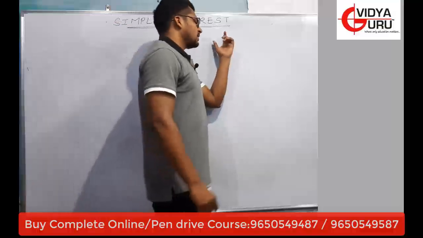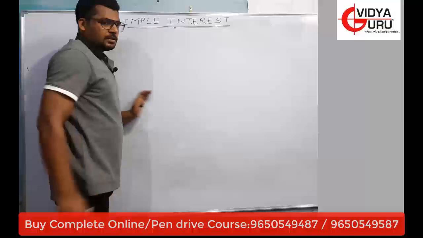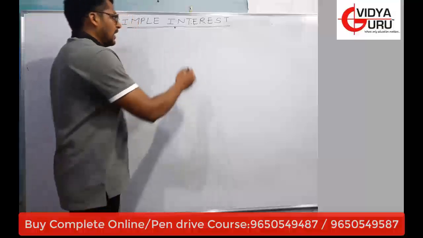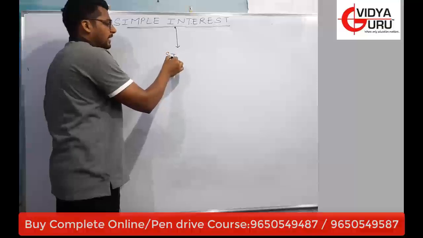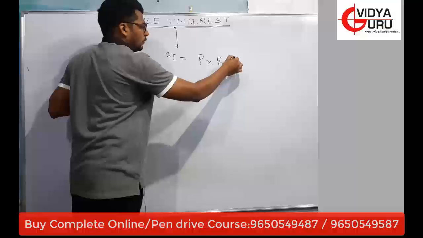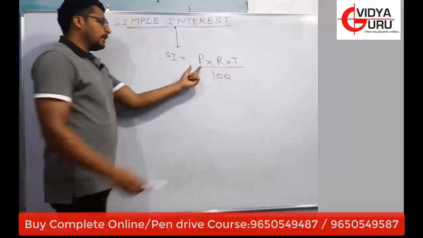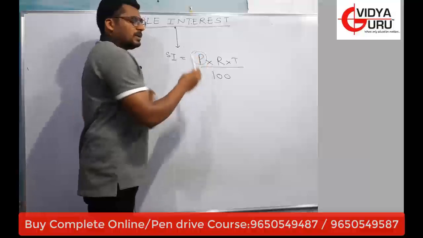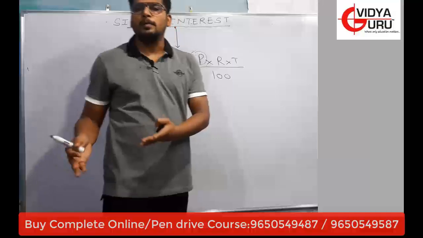Today we are going to discuss some important questions of simple interest. Before starting the questions, I want to tell you what is simple interest. If I talk about its mathematical equation, simple interest is principal into rate into time upon 100, where P is called principal. Principal means the money that is borrowed from bank or from a person.